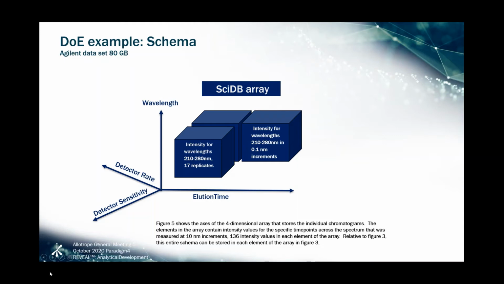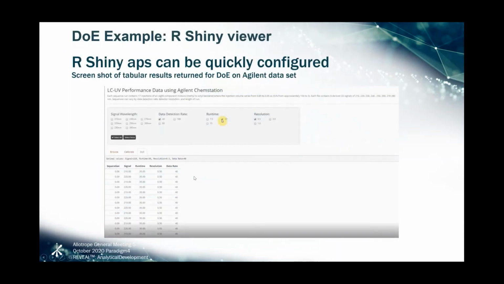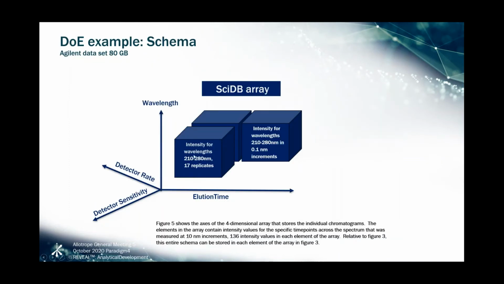It doesn't matter. You can have millions of data elements, data points in each one of these elements or cubes. And then we had detector sensitivity and detector rate, as well as elution time as different axes. So I guess important to note is that you can have wavelengths, you can have attributes that are named the same, as well as a dimensional axis in case you want to slice along that as well. So it's a very convenient format.